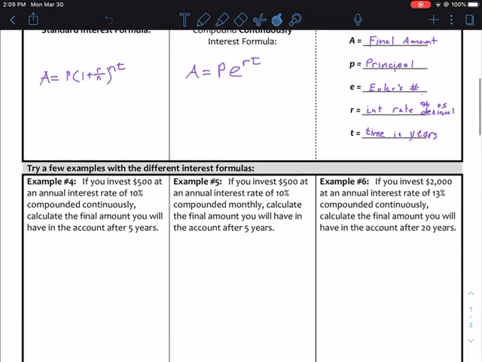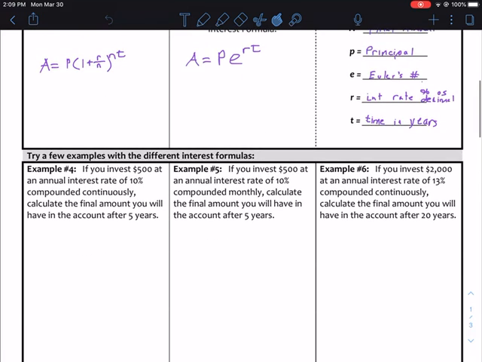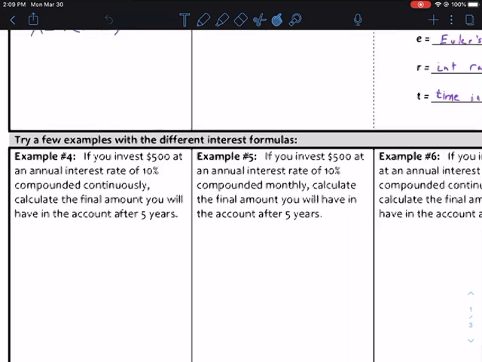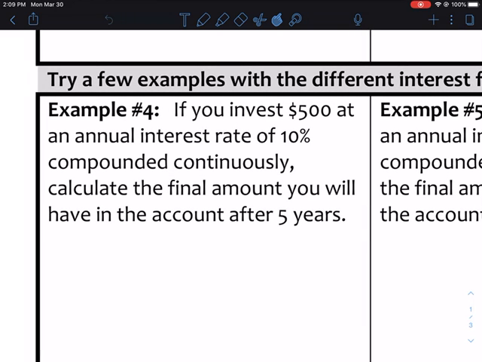Okay, got it working again. So I'm going to go ahead and do example number 4. If you invest $500 at an annual interest rate of 10%, compounded continuously, so that's the key. It's going to tell us what we're using for a formula. Calculate the final amount you will have after 5 years.